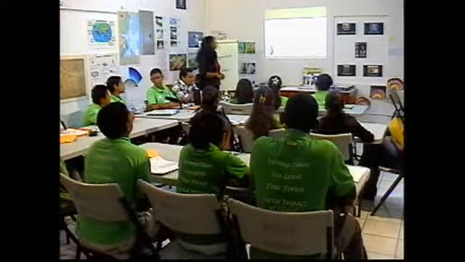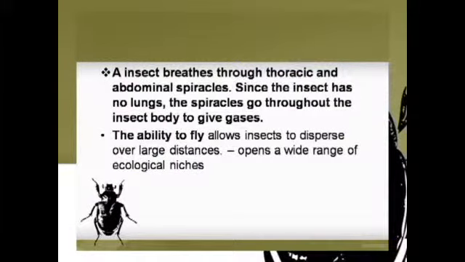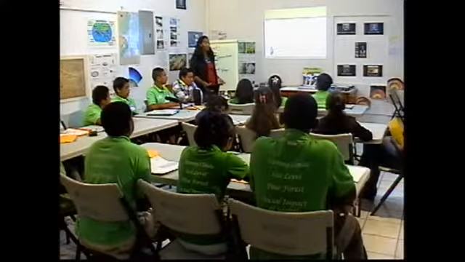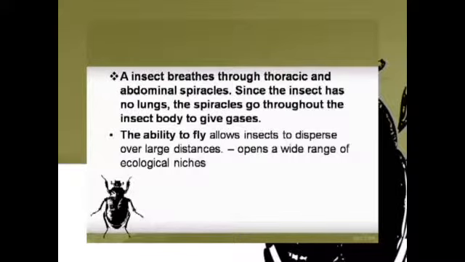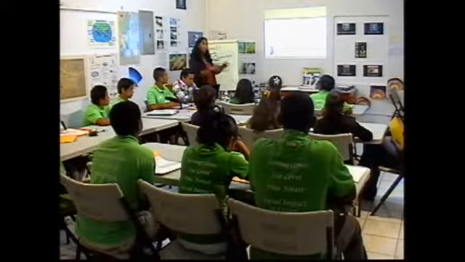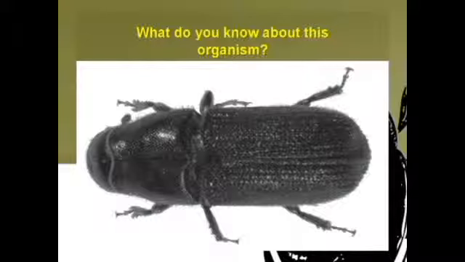An insect breathes through the thoracic and abdominal spiracles. Since the insect has no lungs, remember we were saying that they are considered invertebrates? The spiracles go throughout the insect body to take in gases or to release gases. Insects have the ability to fly and to disperse over large areas of land. And they are able to form ecological niches or communities based on the area that they choose to live.